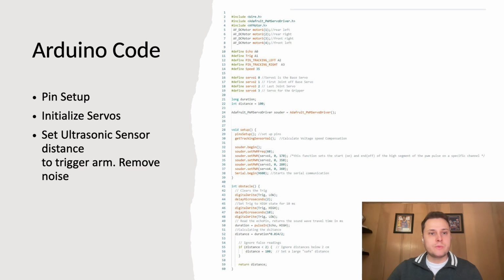For the Arduino code, I started by setting up the pins and setting the initial servo angles. And then there's a code for the obstacle. So I set the trigger for the ultrasonic sensor and then defined the distance. I wanted it to be in centimeters. And then I omitted a distance under 2 centimeters to just omit any triggers within that range.